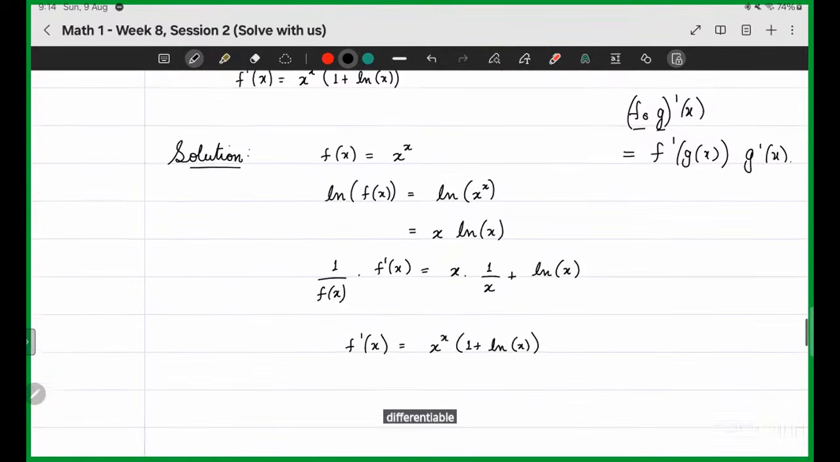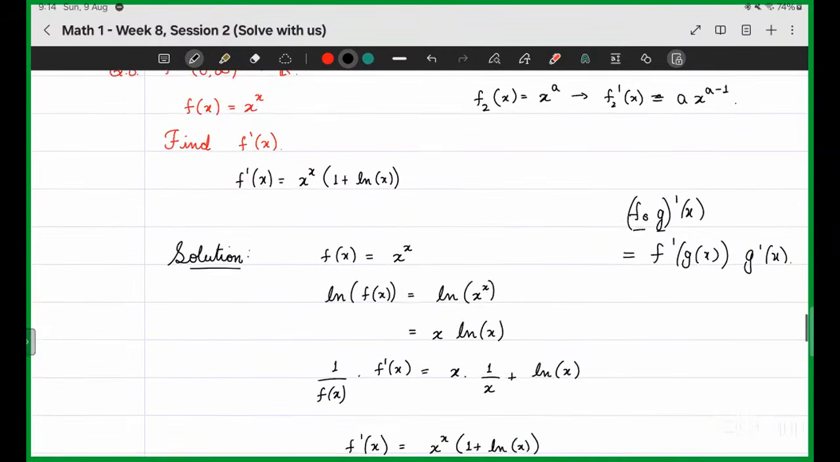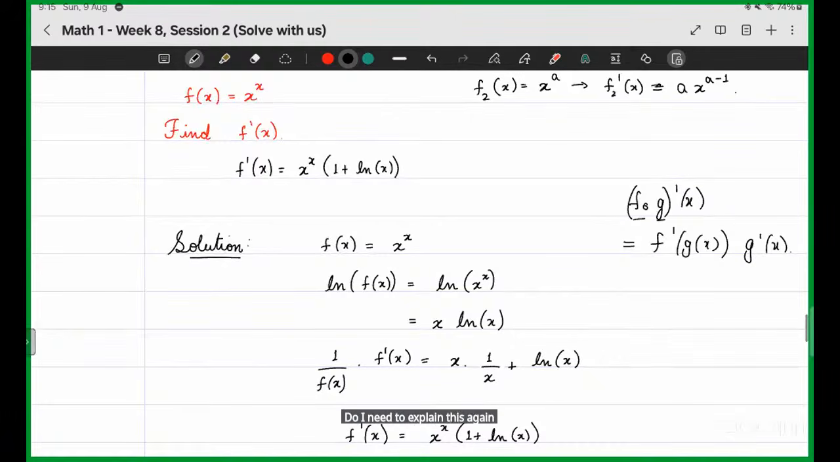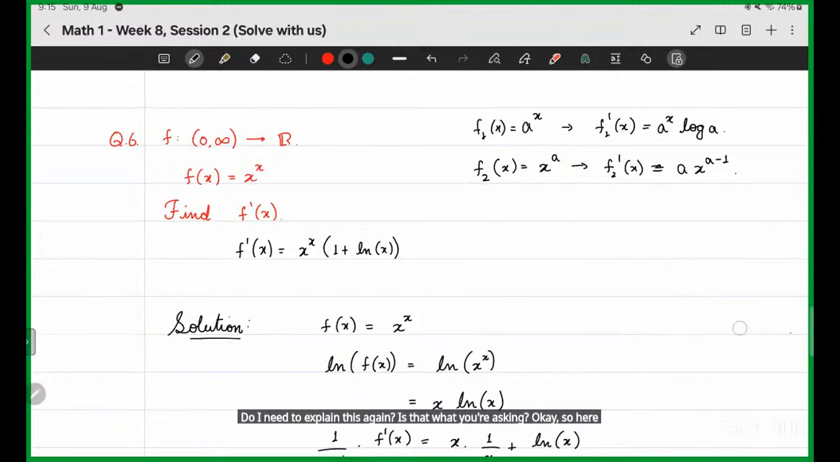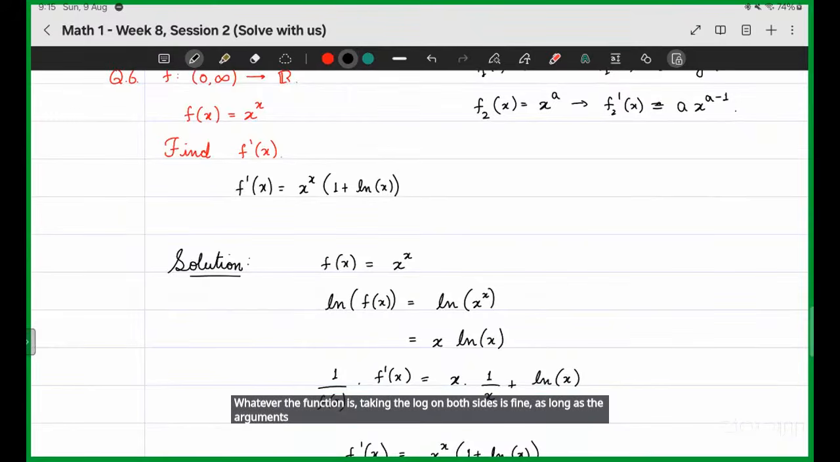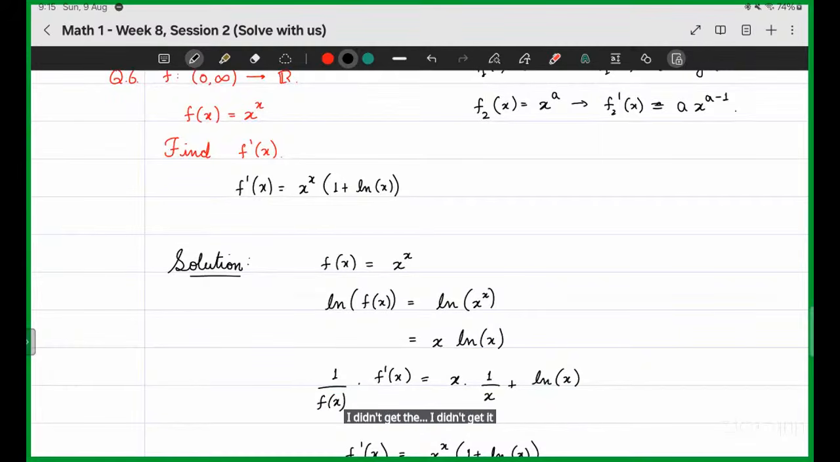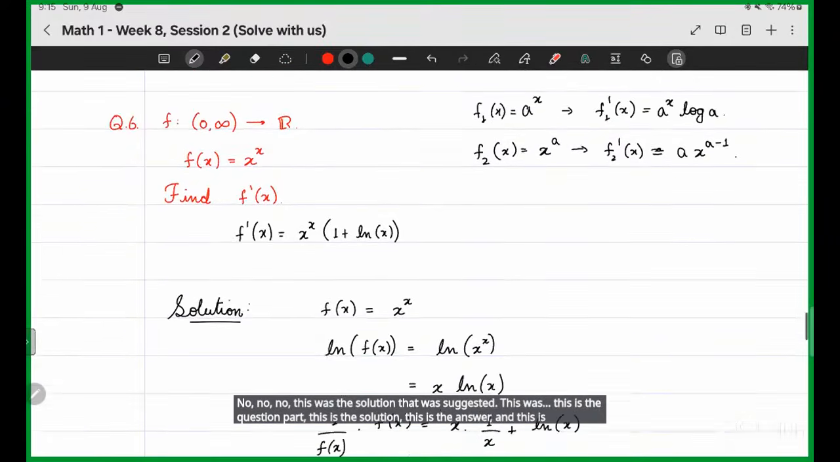Can you explain? Do I need to explain this again? Is that what you're asking? Okay. Yes. Here, whatever the function is, taking the log on both sides is fine as long as the arguments are positive. I didn't get it, like f dash x is already given, x to the power x, and then 1 plus ln x. No, this entire thing was the problem. The solution was suggested. This is the question part, this is the answer, and this is the solution, right?